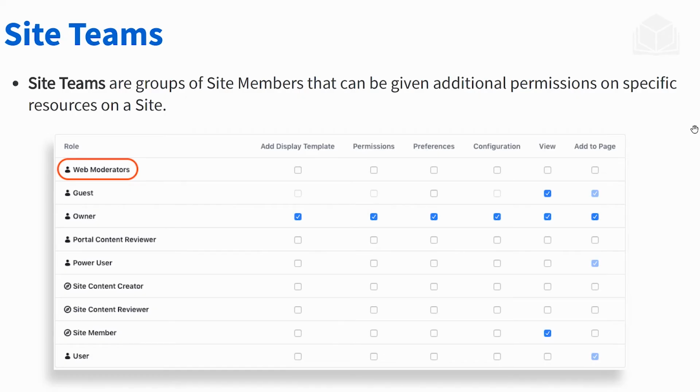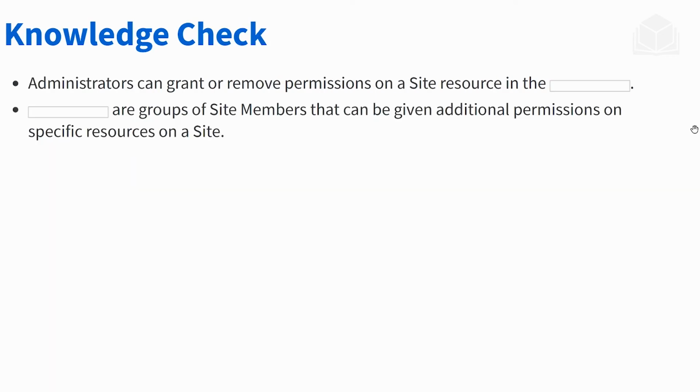You can interact with that site team in the permissions panel the same way you would with any of these other roles. So you can see web moderators has that red outline here. That's a site team, whereas the other words on the role column are roles. But web moderators is actually a site team. So you can add or remove permissions in this panel for a site team.